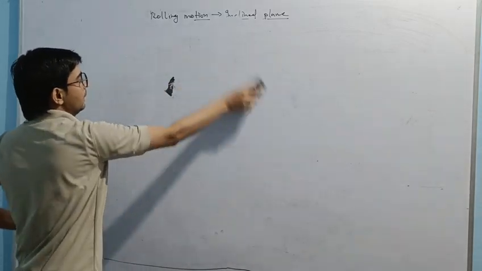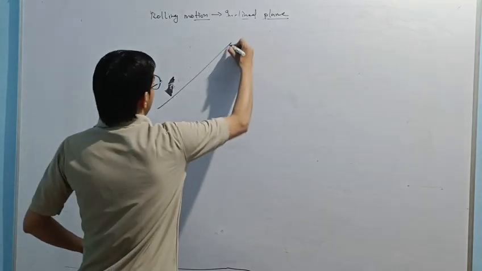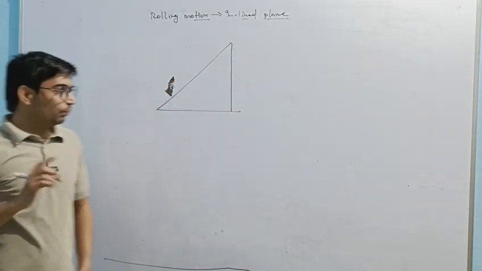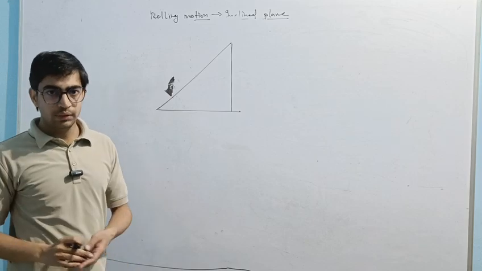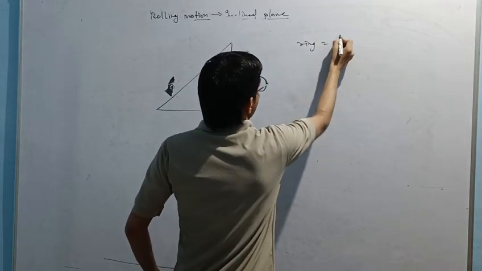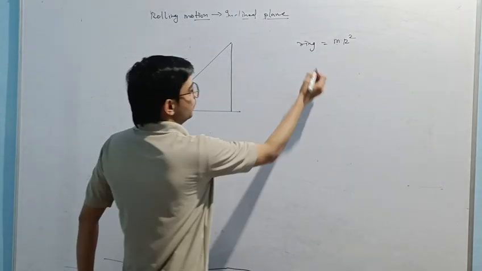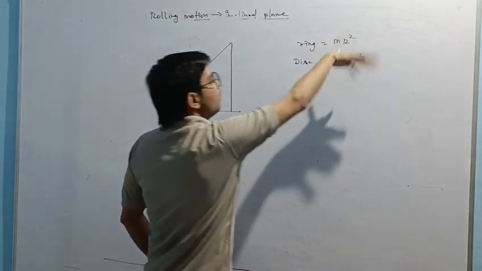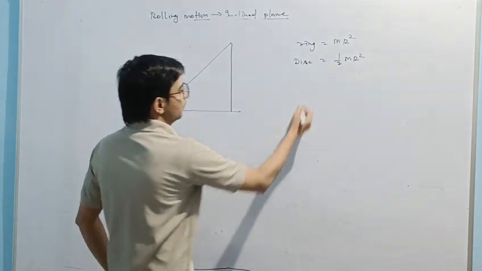Now come to the main topic, which is rolling. Before starting the topic, I want to tell you some formulas we have for moment of inertia. For ring, it is only mr square, where m is mass, r is radius of the ring. Disk, it is half of mr square. This moment of inertia is only about the center of mass.